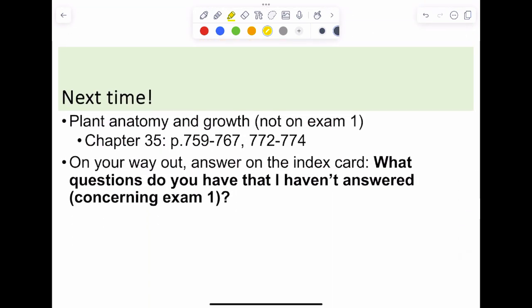The problem is we don't want to fix things. So next time, we're going to talk plants.